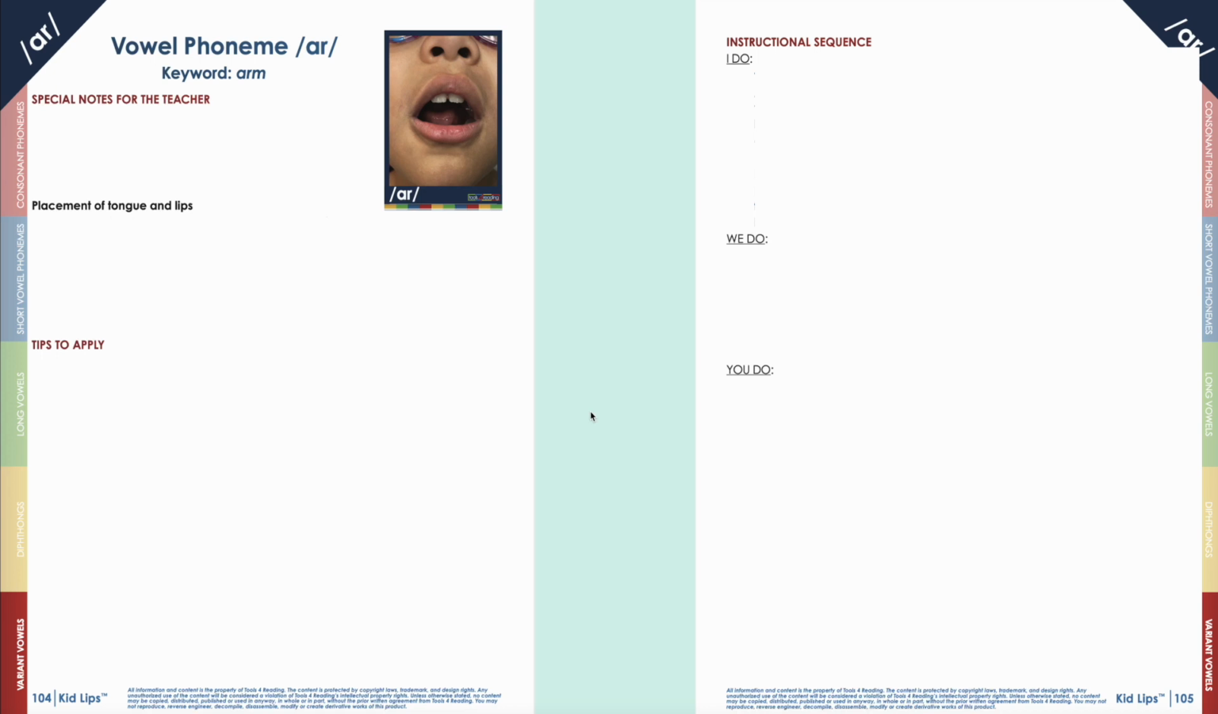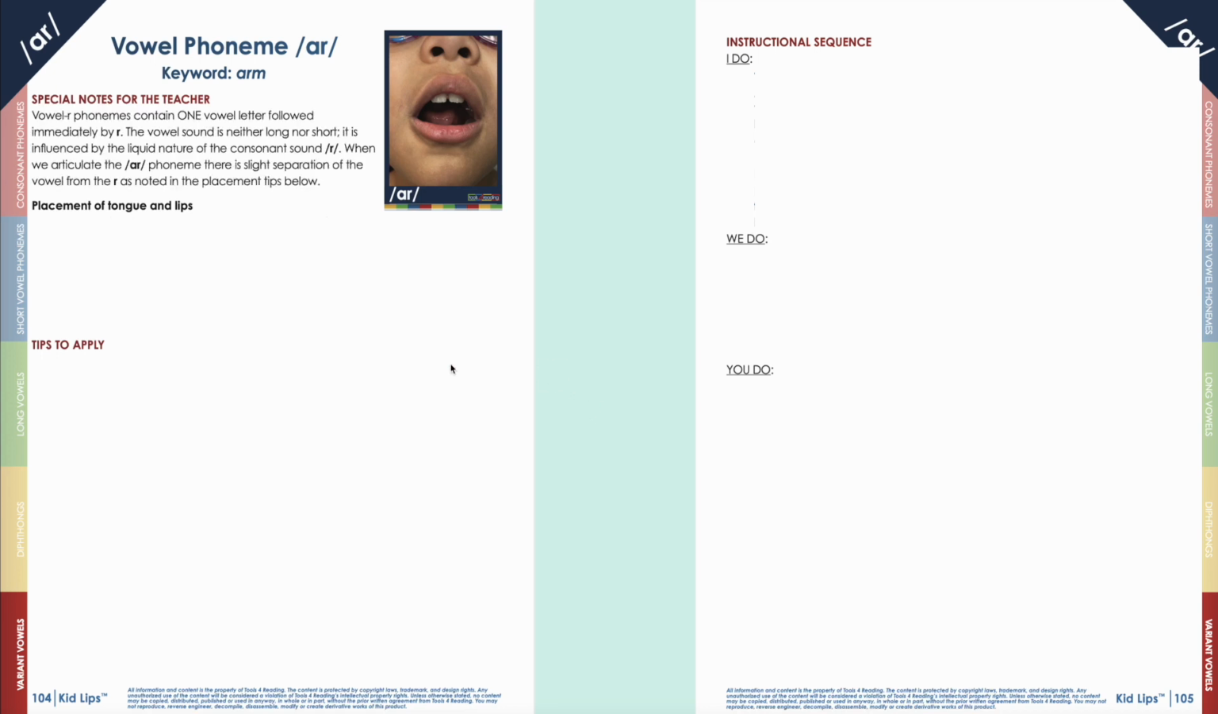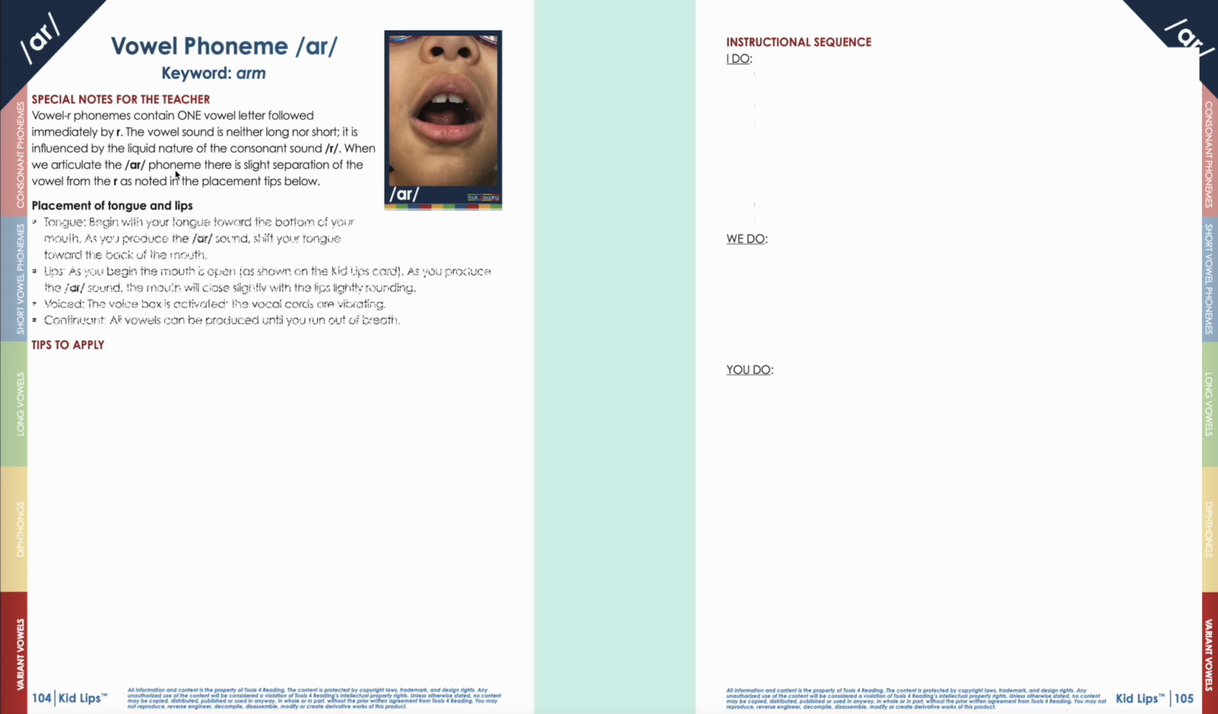Inside of your Kidlip manual, you have every sound on two pages. So you have special notes for you, which give you information about the placement of your tongue. All of those things when I was talking about, here's your tongue does this, and then it moves and it vibrates. All of that knowledge is right here for you. This you wouldn't necessarily read to kids, and you may or may not need to share some of this. But having a knowledge of this for you is important because then you can key into what the student is doing.